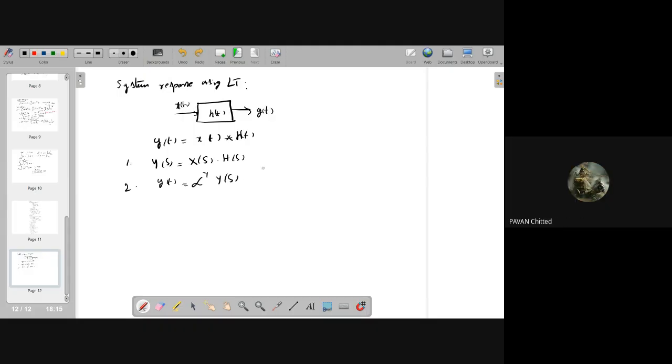Here we have to define the ROC also. Yeah, right. While calculating the inverse Laplace transform, we need to take care of the ROC. Based on that, you need to find the signal. For example, in this course, mostly we'll deal with right-handed signals, so don't bother about that part now. Let us take one example.